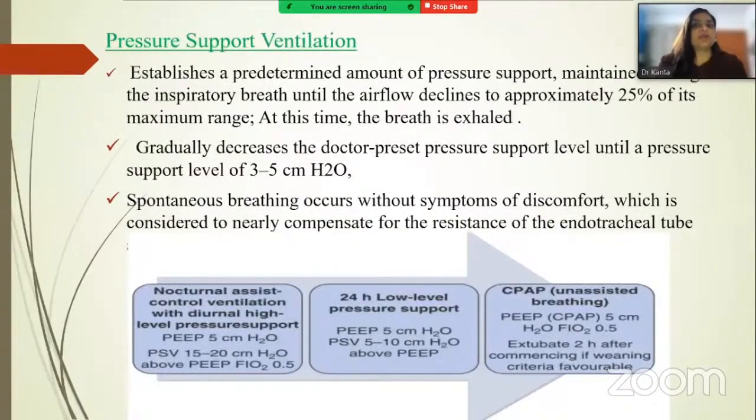Similarly, in pressure support ventilation, you give a predetermined amount of pressure support during the inspiratory breath till the airflow declines and the patient exhales. This pressure support can gradually be decreased over a period of time, bringing it to a level where the patient is breathing spontaneously with hardly any support required from the machine.